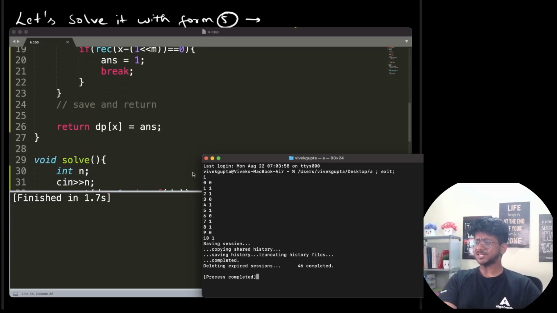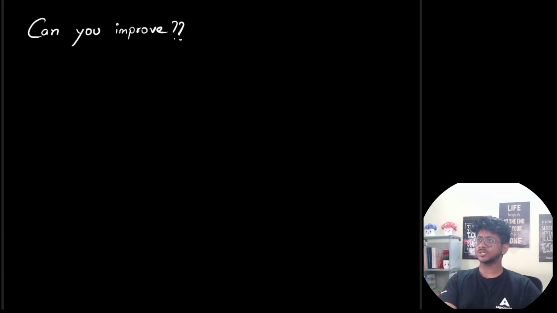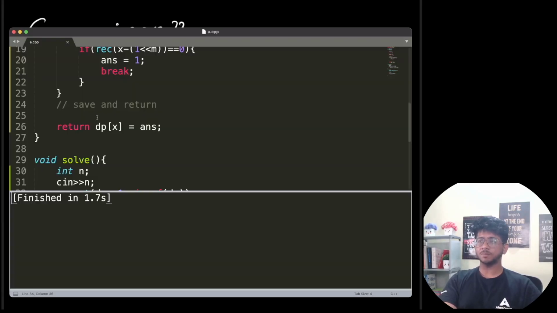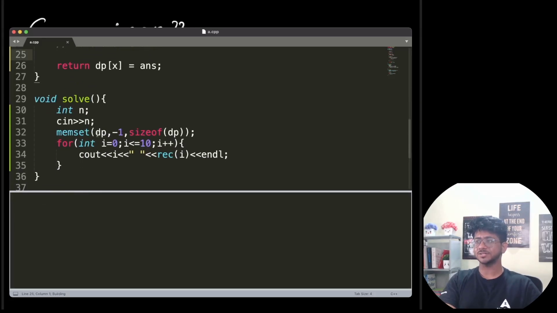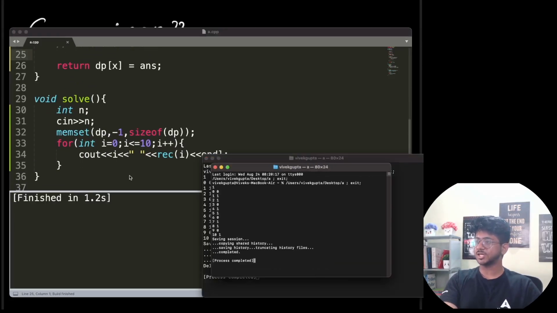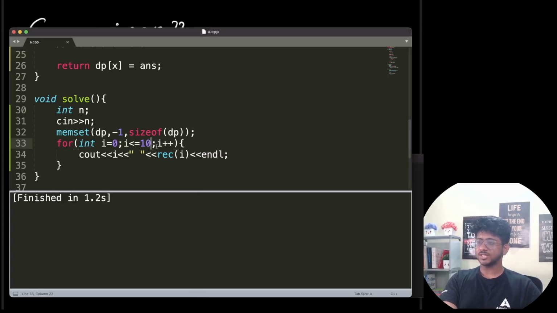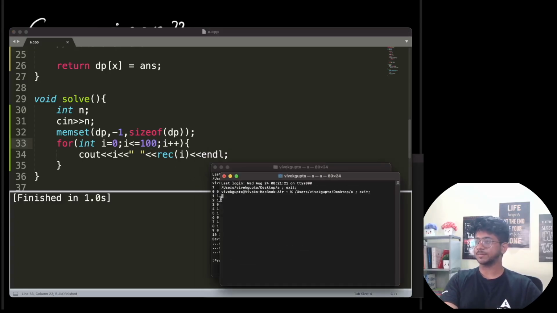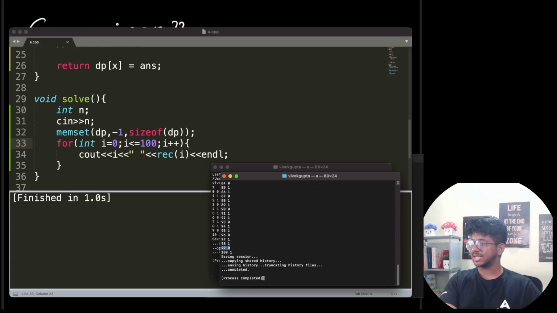But let's see, can we improve on this particular thing? It turns out that in most DP plus game problems, sometimes you might see some patterns. If you repeat the thing that we did just now, we had 0 0 0 1 1 0 1 1 0 1 1 0. Something seems like a pattern. Let's continue this till 100 and see what happens. 0 1 1 0 1 1 0 1 1 0 1 1 0 1 1 0 1 1. That's repeating all the way. Anytime it's modulo 3, it's getting 0.